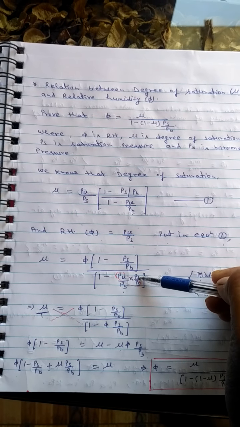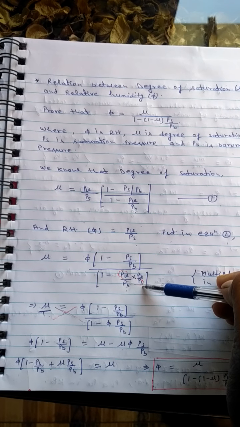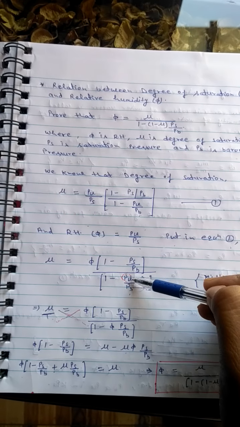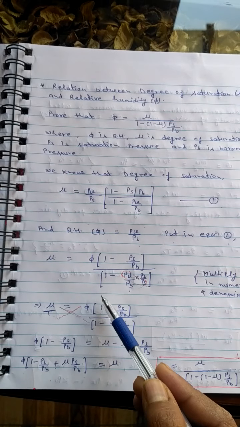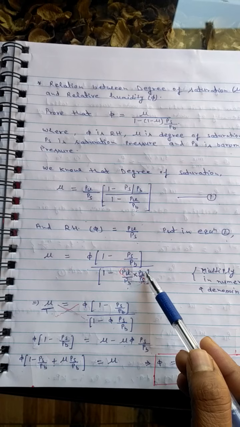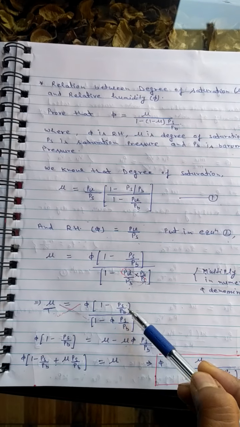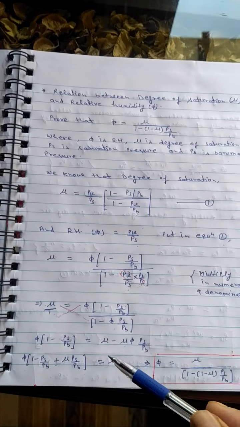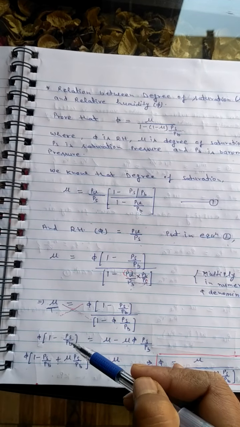Now multiply by Ps and divide by Ps, there will be no change in this term, but here this term becomes Pv by Ps, which is phi. So in the next line, mu equals phi into this, upon 1 minus Pv by Ps, which is phi, into Ps by Pv. This term is also in our derivation. So what we have to do now is take phi one side and mu one side by cross multiplying.